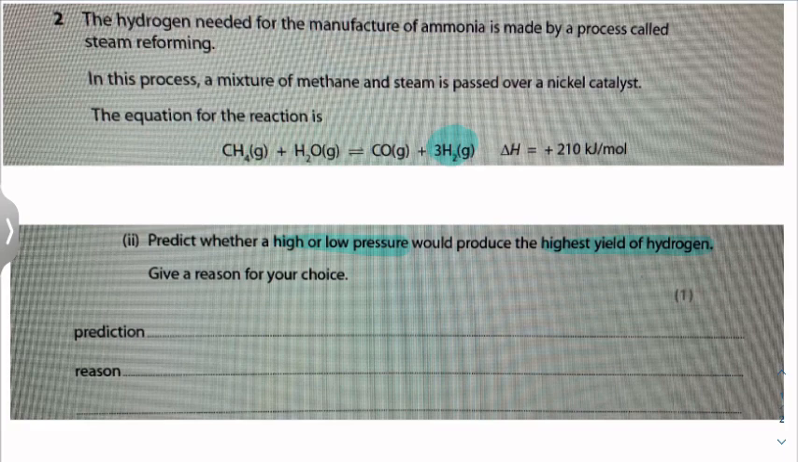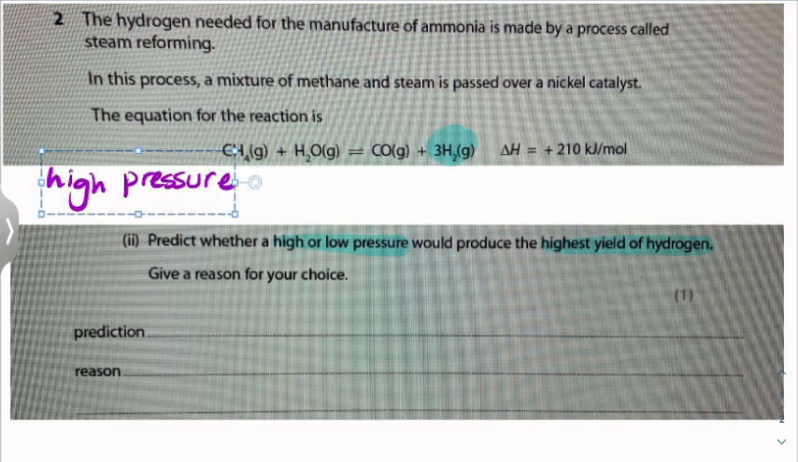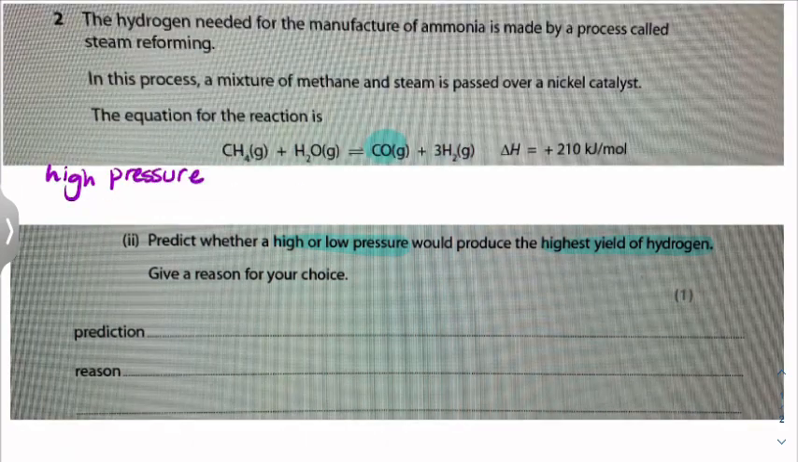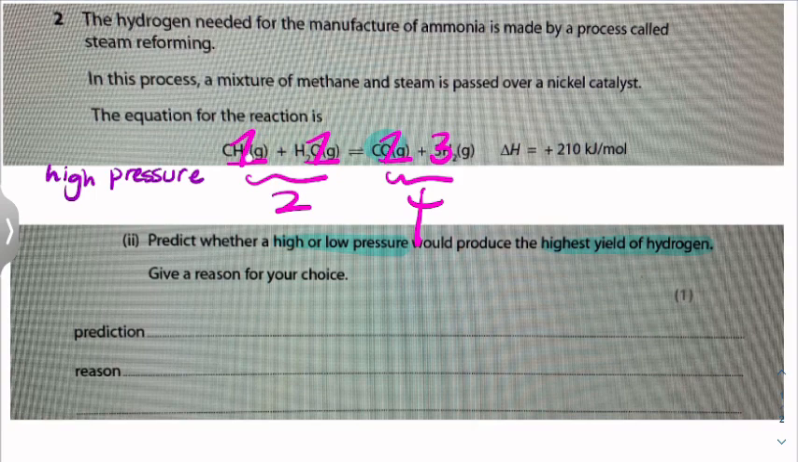Now remember, if you increase the pressure, so high pressure will always favor the direction with the fewer number of moles of gas. So let's see how many moles of gas we have. We have 1 mole of gas here, 1 mole of gas here, 1 here, and 3 here. So you've got 4 on the right and 2 on the left. So the side with the greater number of moles of gas is the right.